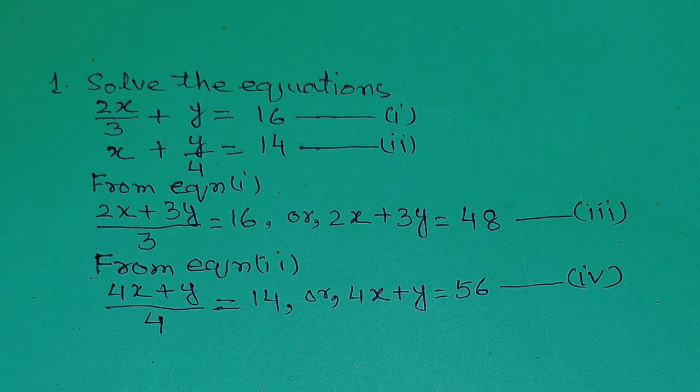1. Solve the equations: 2x/3 + y = 16 (Equation 1), and x + y/4 = 14 (Equation 2). From equation 1, (2x + 3y)/3 = 16, or 2x + 3y = 48 (Equation 3). From equation 2, (4x + y)/4 = 14, or 4x + y = 56 (Equation 4).